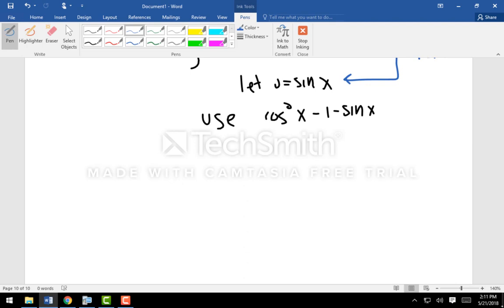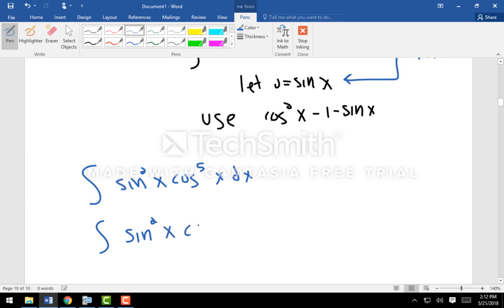So let's look at a slightly different example. Let's say we have the integral of sine squared of x cosine to the 5th. Following the strategy that we just wrote down, we have cosine that's an odd exponent. So we're going to break off one of the cosine factors, and we're going to save that for our du. Let me highlight here. We're saving for the du.